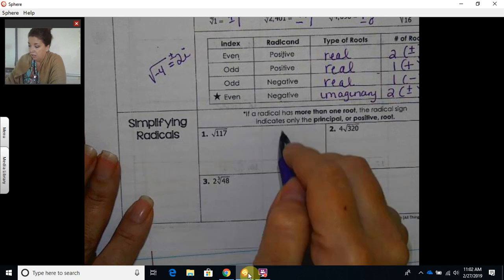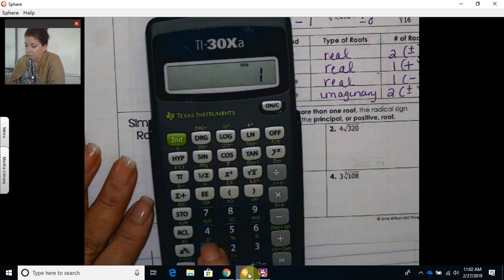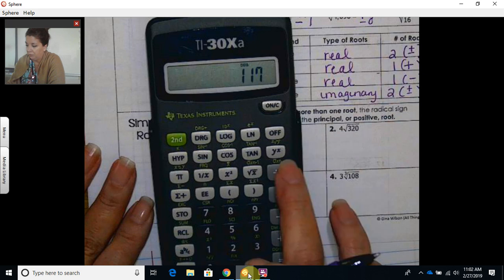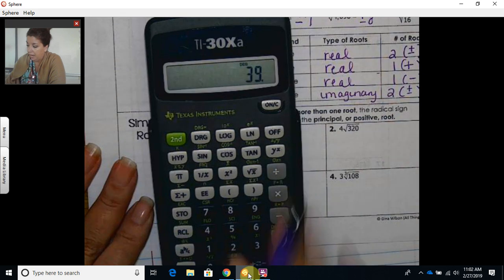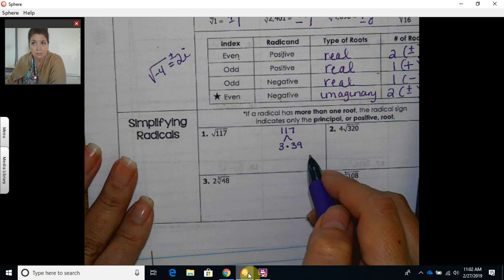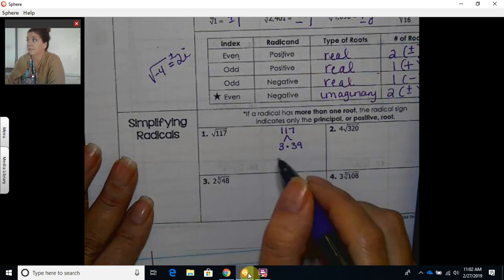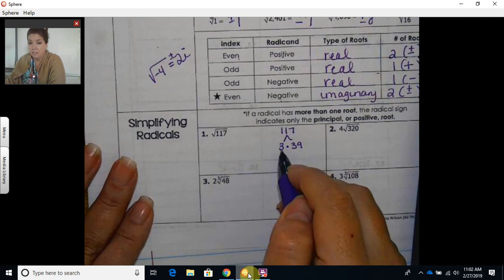So I say, all right, 117, it sounds like it's prime, but I don't think it is. I think it's divisible by, I'm going to try 3. Oh, it is. So if I don't get a decimal, I know it works, right? So I know that 3 times 39 is 117. Do y'all remember what prime means? What does prime mean? Exactly. The only factors of the number are 1 times itself.